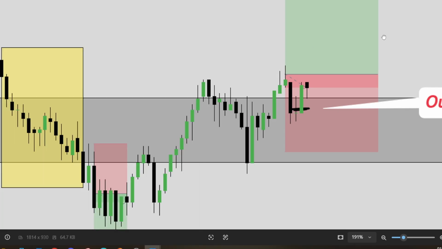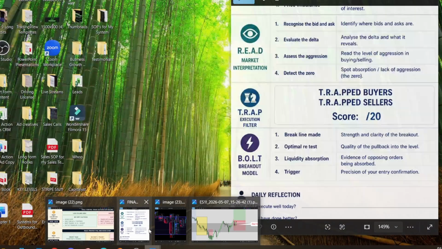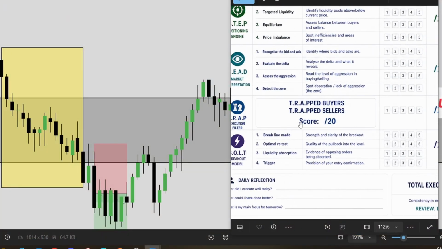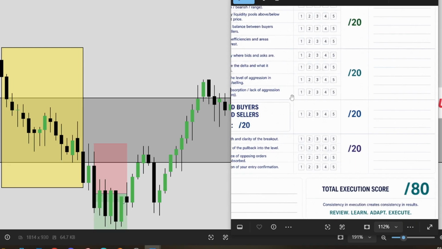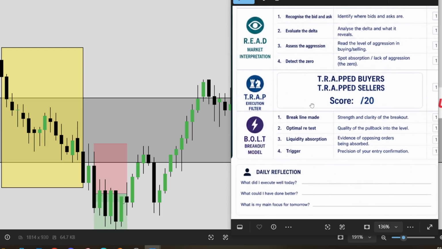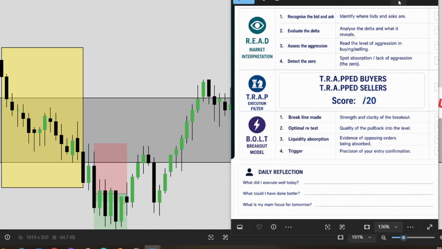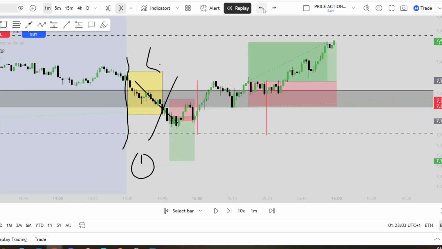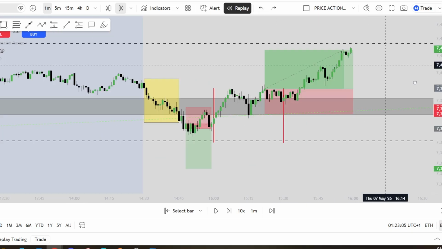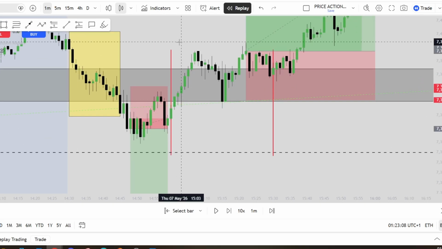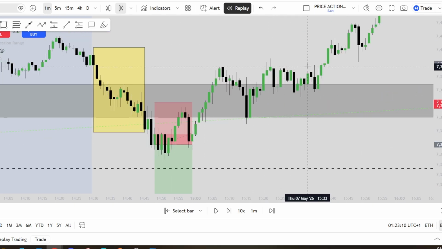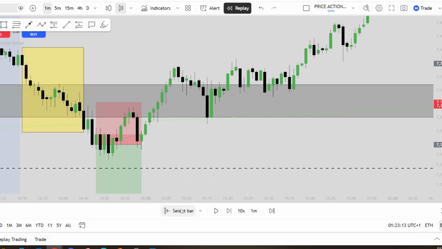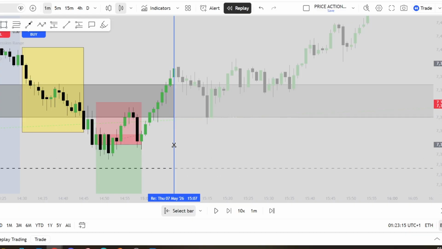Fantastic. And now let's also go through the BOLT model. Out of 20, what would you give your score for the trapped buyers and sellers? I'm going to go 20. Yeah, perfect. Done. Fantastic. So 20, 20, 20. Now let's go to the BOLT method. So break, how do we do this? This is where I'm going to actually go to the charts and do this. So let me clear this up. Okay, so let's do this. First of all, we had our break over here. There was our break.